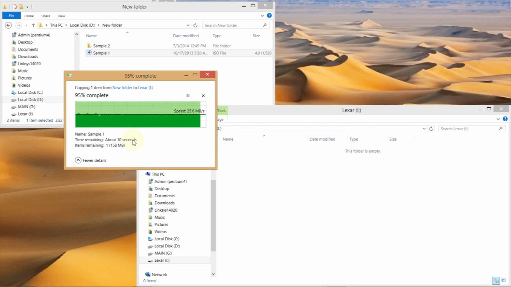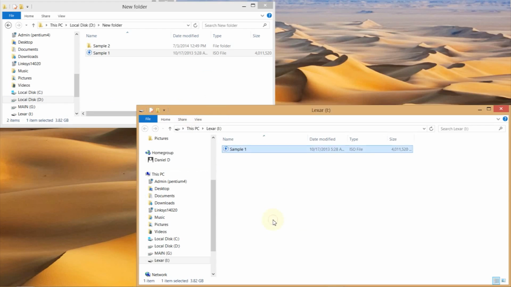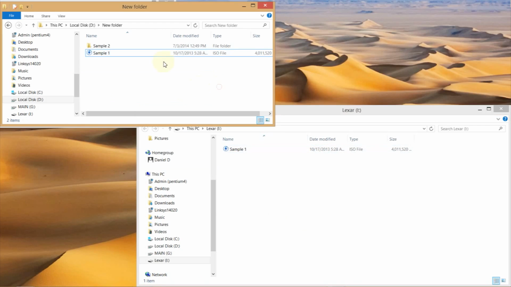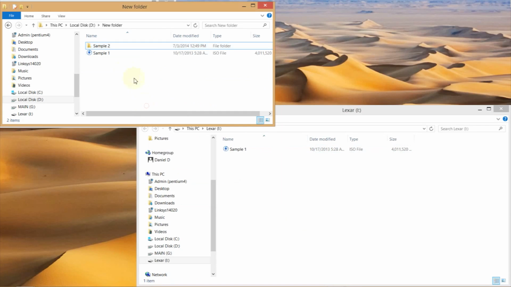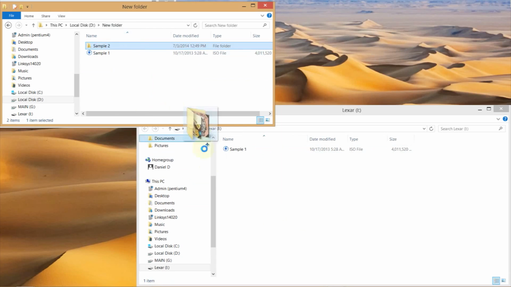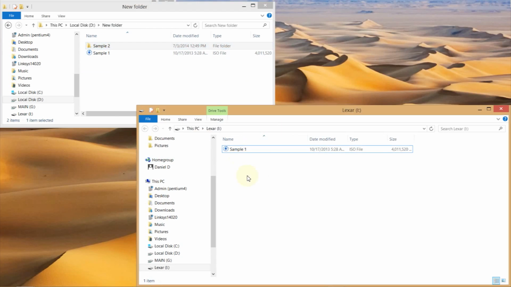So as you can see, the speed that we're getting is about 26 megabytes per second. That is writing to the flash drive over USB 2.0. Now we're going to try a different file. This is a folder with images, 600 megabytes. We'll test this.